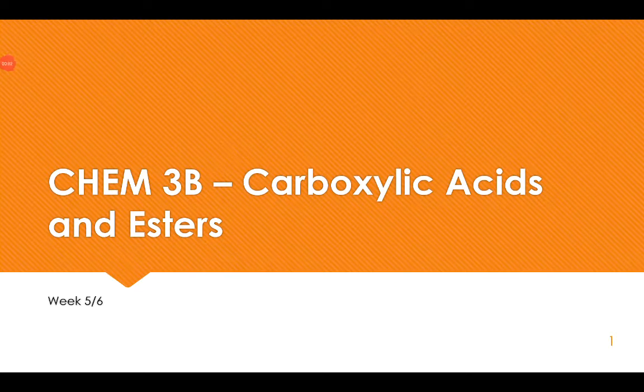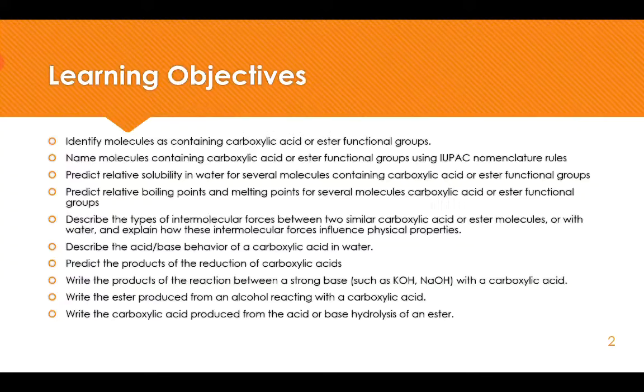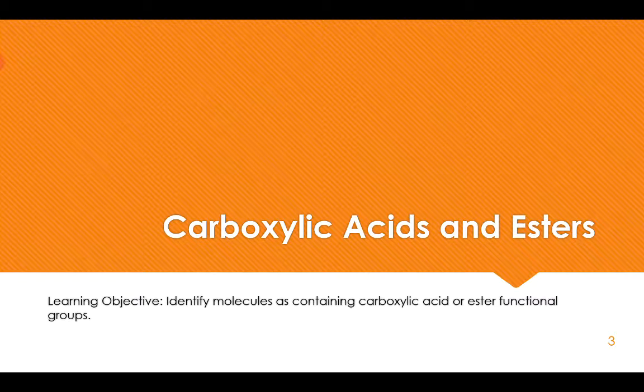In this chapter, we are going to be talking about our carboxylic acid and ester functional groups. The learning objectives for this chapter are similar to our other learning objectives for our previous organic chapters. We're going to start off by talking about the different functional groups, naming rules, then we'll get into physical properties and chemical reactions that these functional groups undergo. Let's start off by identifying our carboxylic acid and ester functional groups.